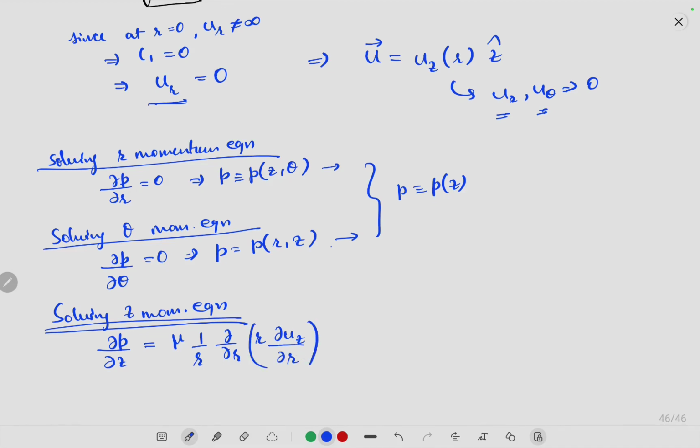Okay, now again we can see here that p is only a function of z, then del p by del z will either be a function of z or a constant, and uz is only a function of r, then this thing will either be a function of r or a constant, and if these are equal, that only means that these two are constants.